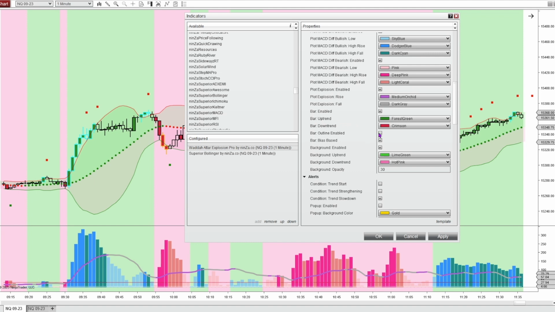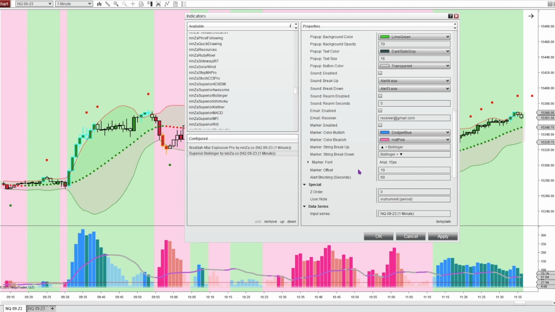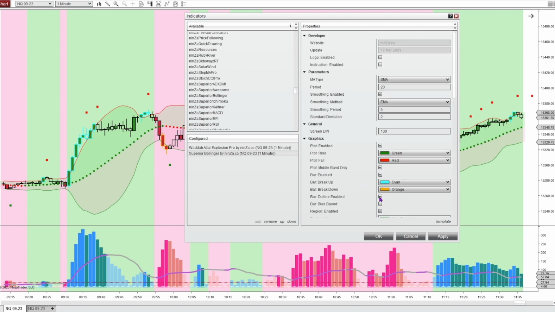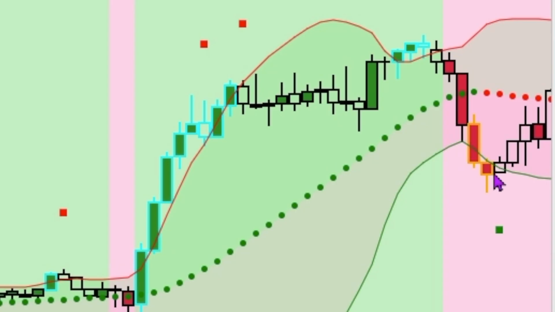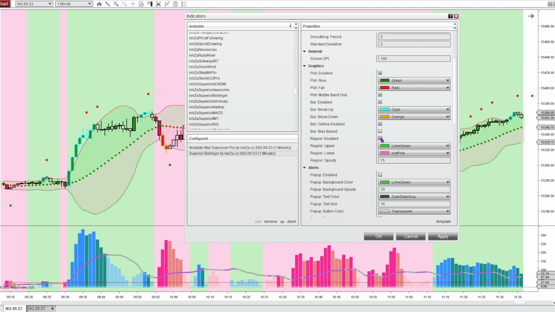See, on this one I do not have the bar outline enabled. I've got it unchecked for the WA Explosion. So that way I've got the Superior Bollinger printing the candle outlines. And if it breaks out of the Bollinger line to the downside, it's printing this orange candle outline. The region enabled, that's this area that's painted in between the Bollinger Bands. Just helps you visualize the area where the Bollinger Bands is a little bit better.